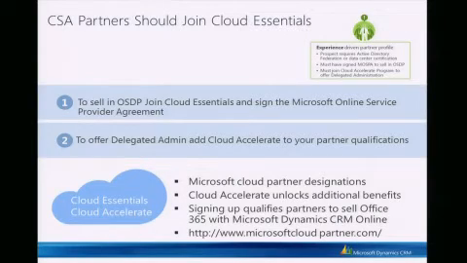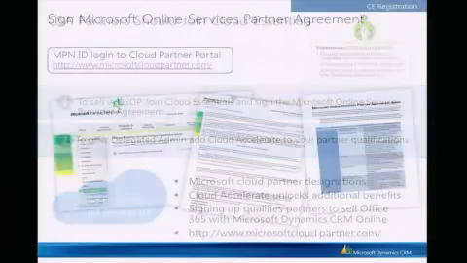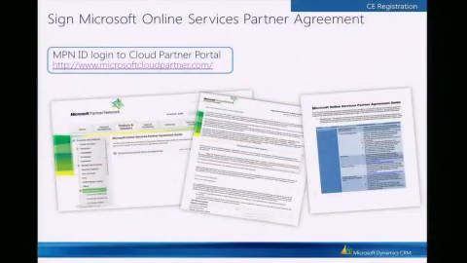www.microsoftcloudpartner.com. Signing that agreement, it's very similar to the CSA agreement that you've already got today, and qualification for that is very simple. Once you've signed up for that program, you'll be enabled to sell into OSDP, and you'll also be able to qualify for the Cloud Accelerate program, which unlocks additional benefits for you in selling and servicing clients on Microsoft's cloud services applications. Signing up for that Microsoft Online Services Partner Agreement, again, is quite simple.